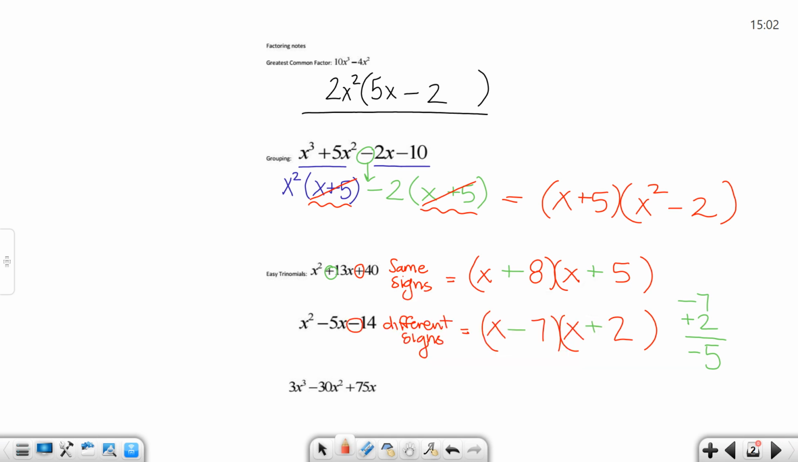Now what you'll notice about the last one of this set is that they have a common factor. So the first thing we're going to do here is take out a GCF. They each have a 3 and they each have an x. So if I take a 3x out of this group, that leaves me with x squared minus 10x plus 25.